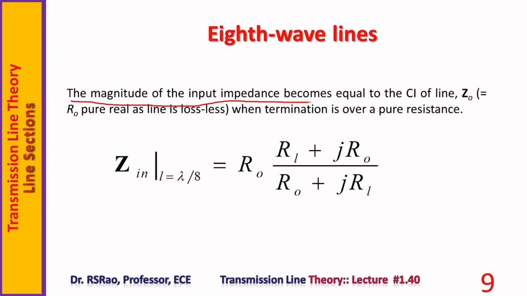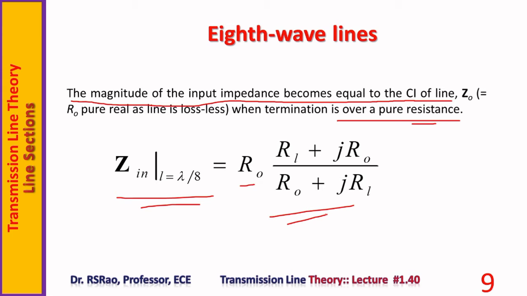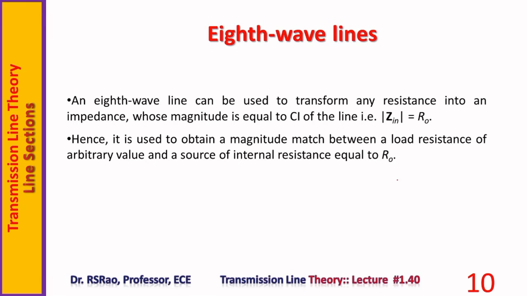The magnitude of the input impedance becomes equal to the characteristic impedance of the line when the termination is over a pure resistance. Zin can be found equal to R0 (RL plus j R0) by (R0 plus j RL). Now this is complex. What is its magnitude? Its magnitude is simply R0. So this is an important property. An 8th wave line, when terminated over a pure real impedance, has its input impedance magnitude equal to the characteristic impedance. An 8th wave line can be used to transform any resistance into an impedance whose magnitude is equal to the characteristic impedance of the line. This is the application.